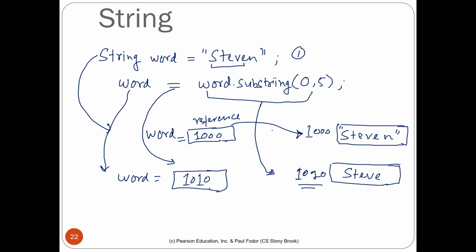Now in place of referencing Steven, this word is referencing Steve. Steven never got changed. This string never got changed. What happened? We created another string, Steve, and its address was placed in word, which is our reference variable. I hope this is making sense. If not, just let me know.